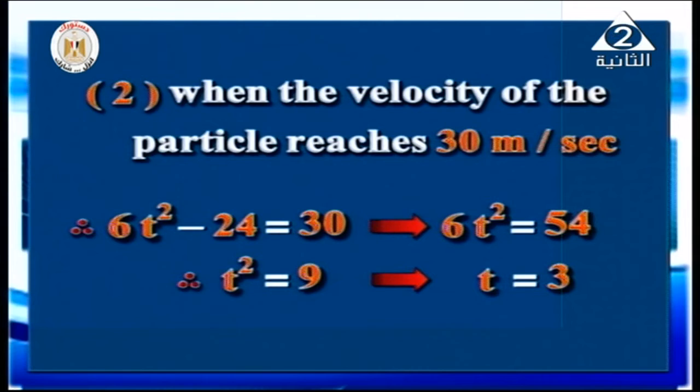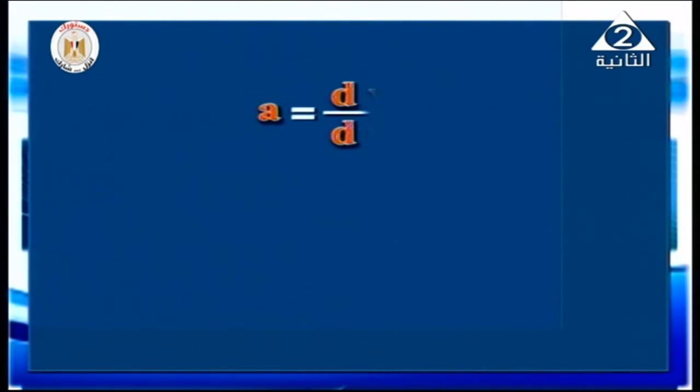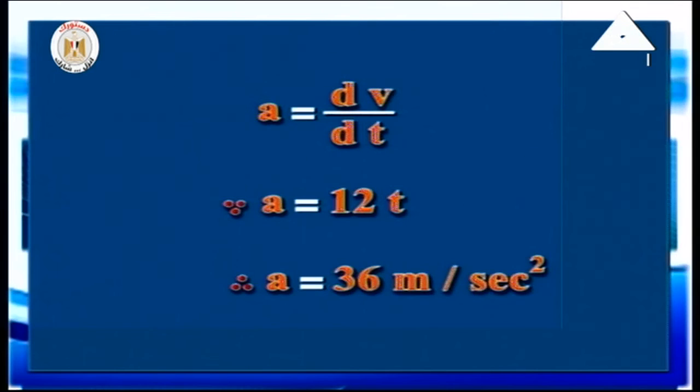My dear student, we know that acceleration equals the differentiation of velocity with respect to time t. Then acceleration equals 12t. My dear student, by substitution t equals 3, acceleration equals 36 meters per second squared.